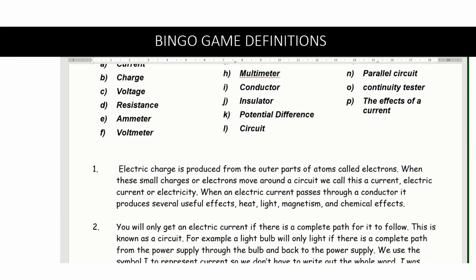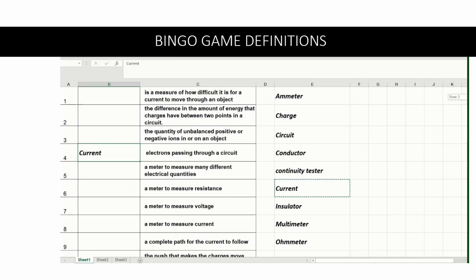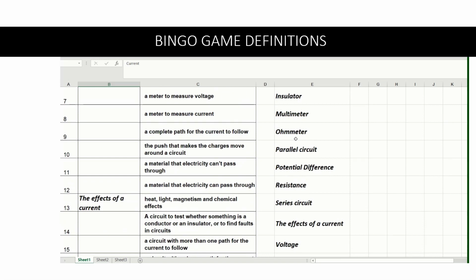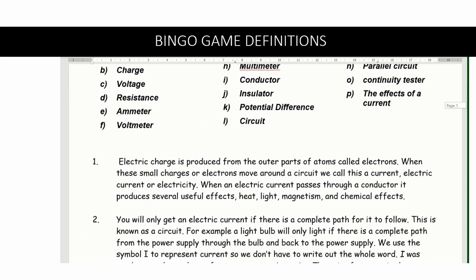When an electric charge passes through a conductor, it produces several useful effects: heat, light, magnetism, and chemical effects. Bingo! Did you get that one? And it is P, the effects of a current. The effects of a current are heat, light, magnetism, and chemical effects. So I think that's already in my table. So effects of a current, heat, light, magnetism, and chemical effects. Let's go back to paragraph 2.